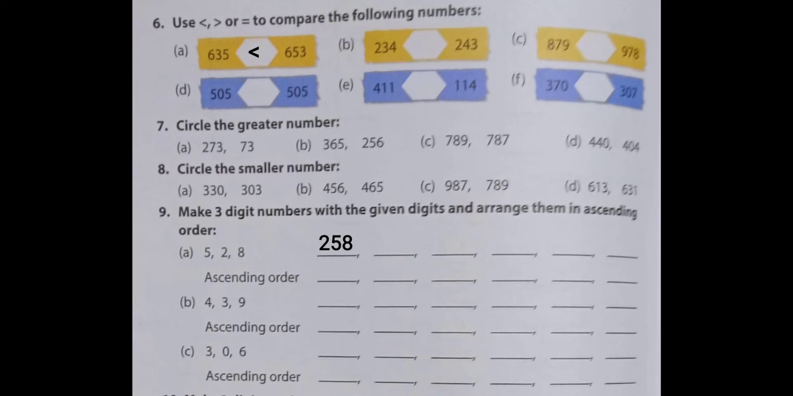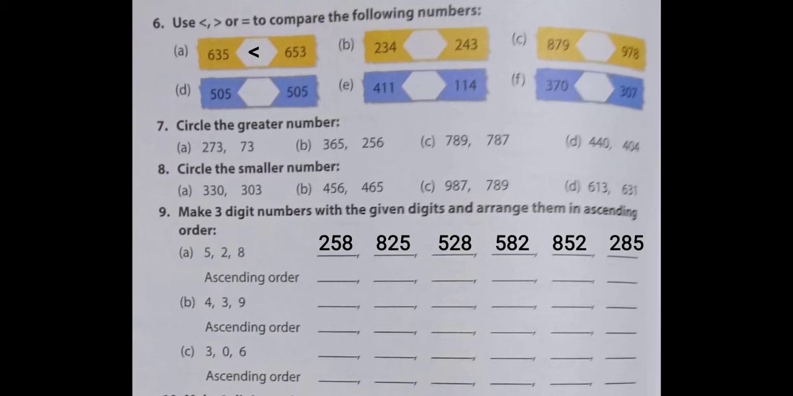Like we can make the numbers 258. Any numbers you can make using these digits. Okay, the next number is 825. Then is 528. You can make as many numbers as you can. Okay, next number is 582. Next number is 852 and 285. Now we have used 5, 2 and 8 and we have made numbers.